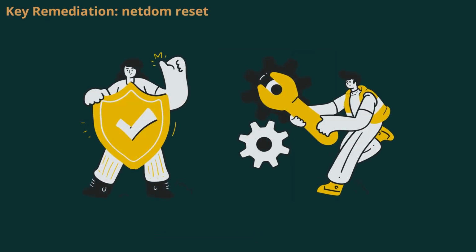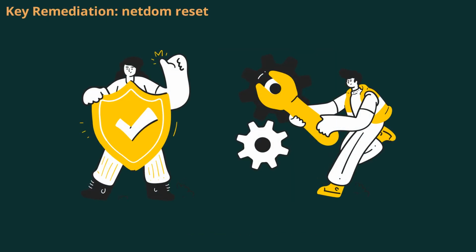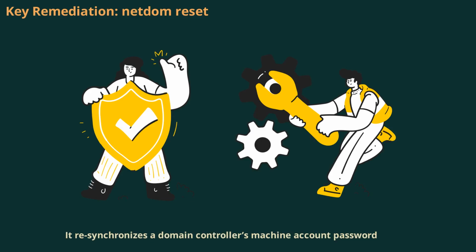Replication relies on an authenticated RPC connection, which is established by the netlogon service. This channel verifies trust paths and exchanges security information, such as SIDs, required for cross-domain authentication. If authentication fails, replication cannot proceed, regardless of network health. When trust or secure channel issues arise, the netdom reset command is your primary remediation tool. It resynchronizes a domain controller's machine account password, effectively resetting and repairing the secure channel. This simple step can resolve many cross-domain replication failures caused by authentication problems.